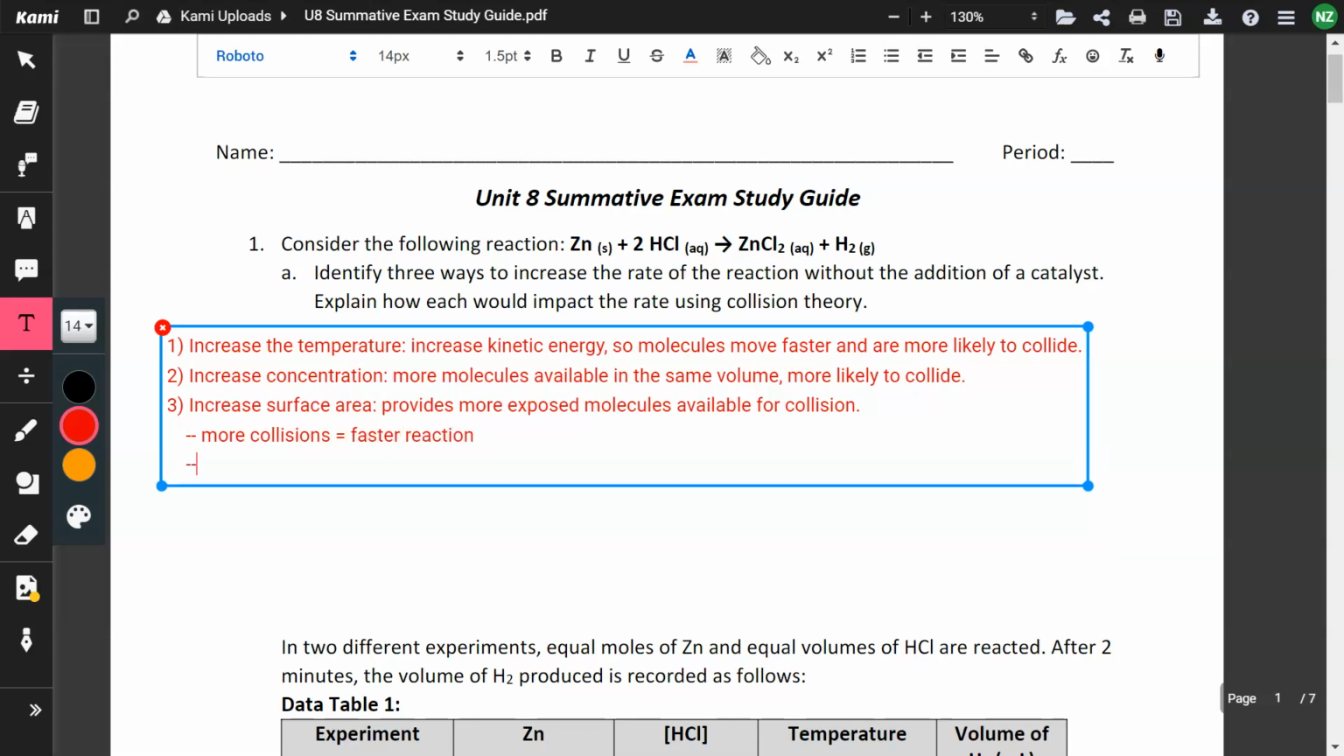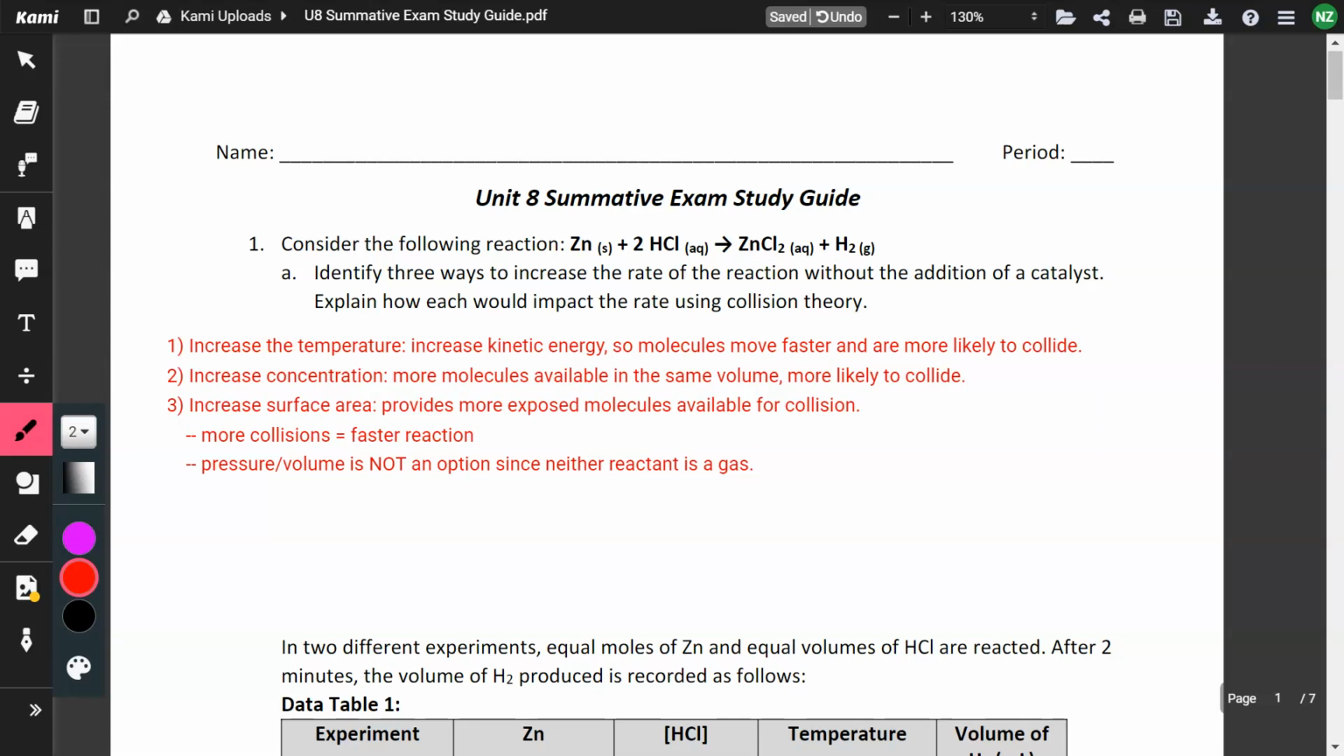And one other thing I want to mention, pressure or volume is not an option since neither reactant is a gas. Okay, so if you look at the reaction here, we've got a solid, we've got aqueous, we have a gas over here, but on the reactant side, these two neither are gases, so pressure and volume don't really apply here.